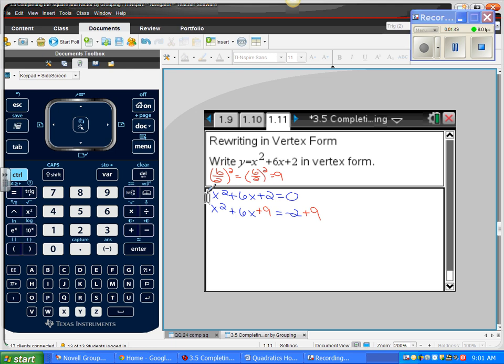Okay. Now what? Good. We're going to factor this left-hand side. And what does it factor to be? Good. X plus 3 quantity squared. And that equals 7.